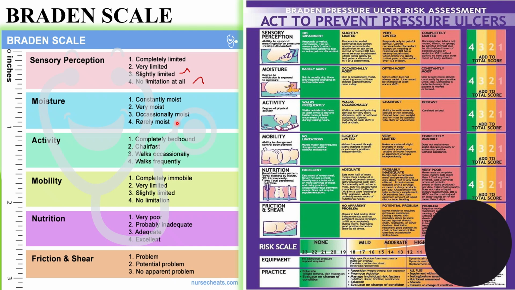Often moist, often it will be moist, but it is not moist always. The linen is changed at least once in a shift. Occasionally moist requires extra linen changes approximately once a day. Rarely moist, the skin is usually dry, only requiring changes at routine intervals. Okay, move on to the next component, that is activity.